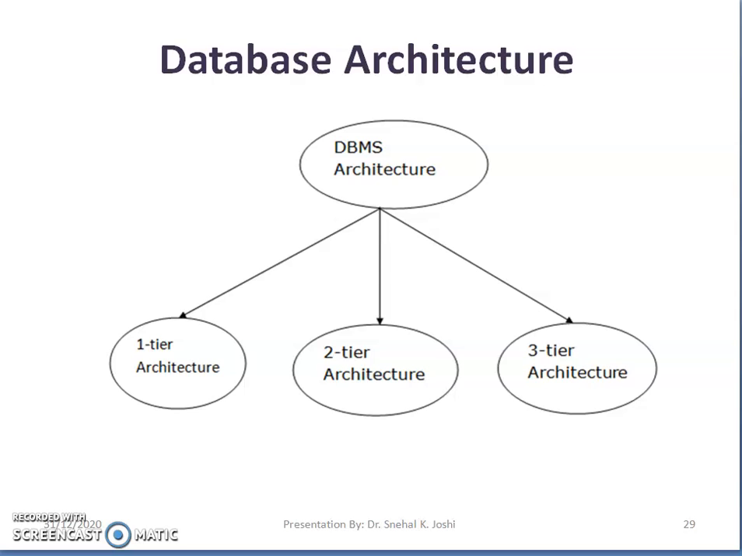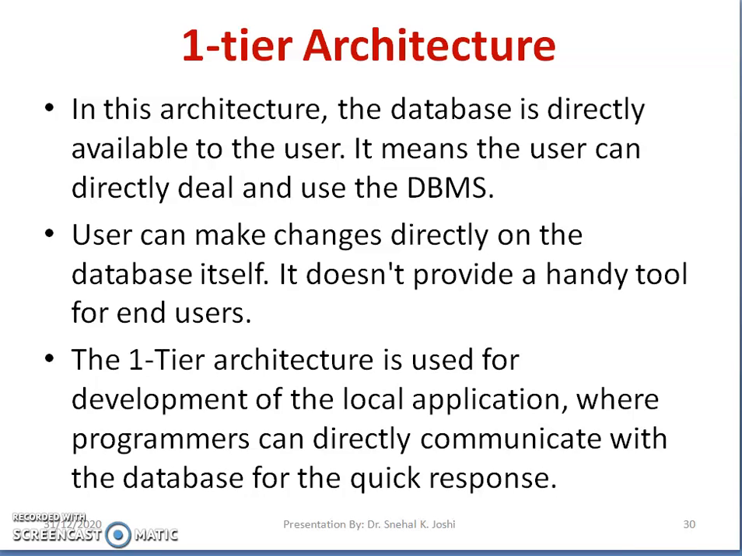Let us look at the 1 tier architecture first. In this architecture, the database is directly available to the user. It means the user can directly deal with and use the DBMS. The user can make changes directly on the database itself. It doesn't provide a handy tool for end users. The 1 tier architecture is used for development of local applications where programmers can directly communicate with the database for a quick response. So these are the characteristics of 1 tier architecture.